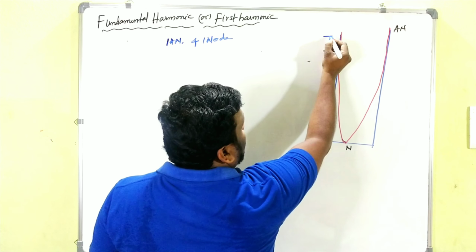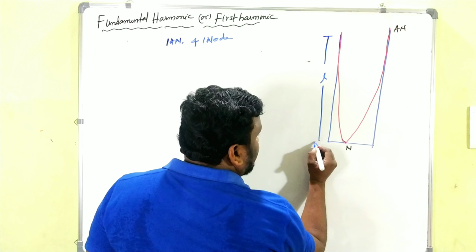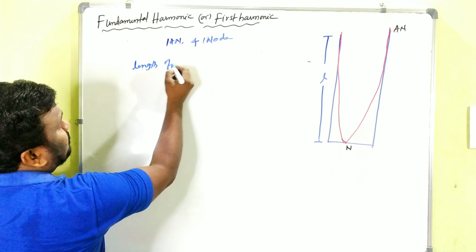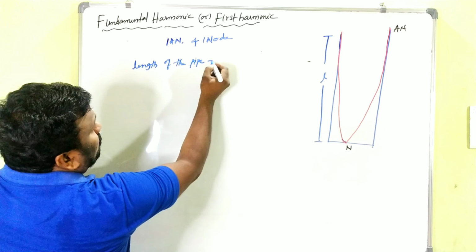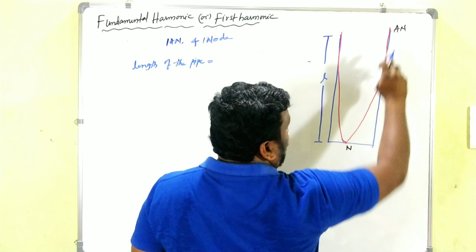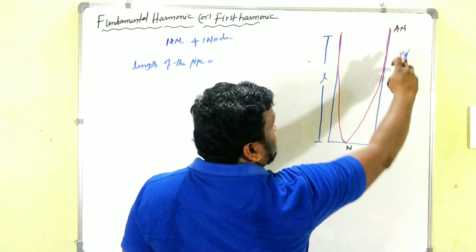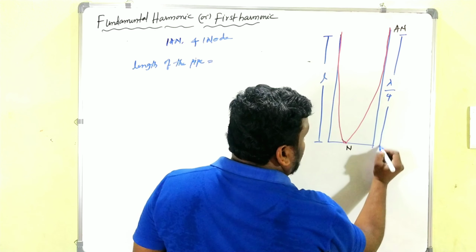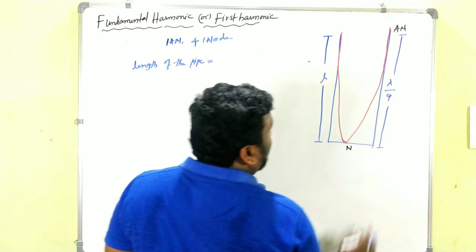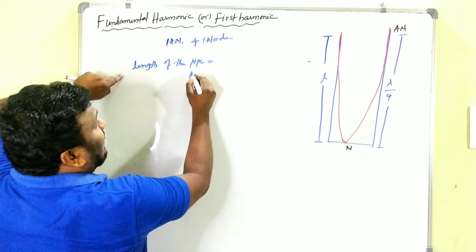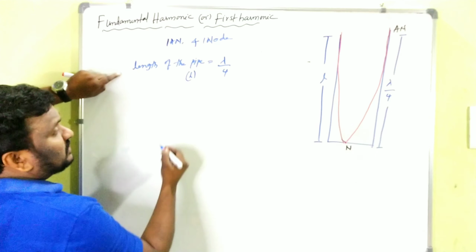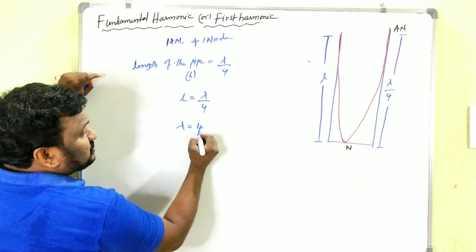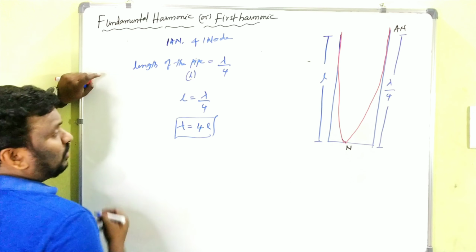Now here, the length of the pipe is L. In this case, the length of the pipe should be equal to the distance between antinode and node. Here it is antinode and this is the node. I already explained the distance between antinode and node is lambda by 4. You have to remember that the distance between antinode and node is lambda by 4. That's why L is equal to lambda by 4. From that, lambda is equal to 4L.